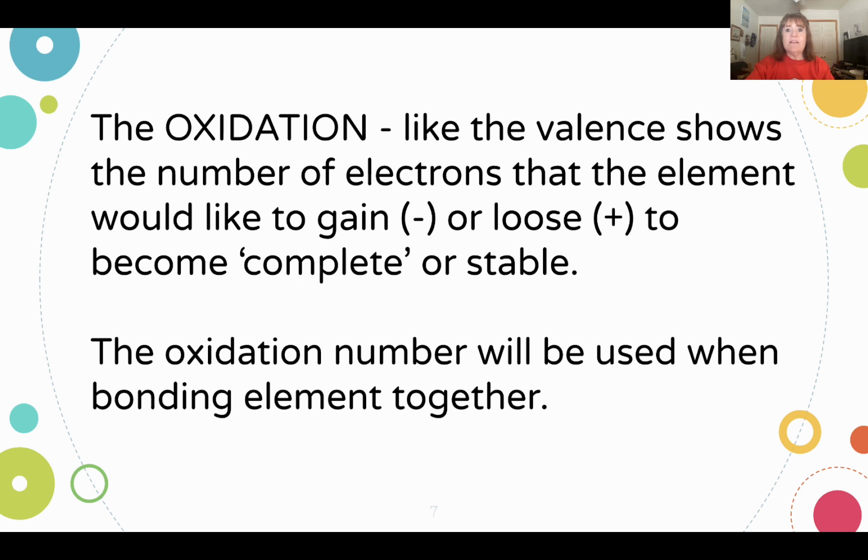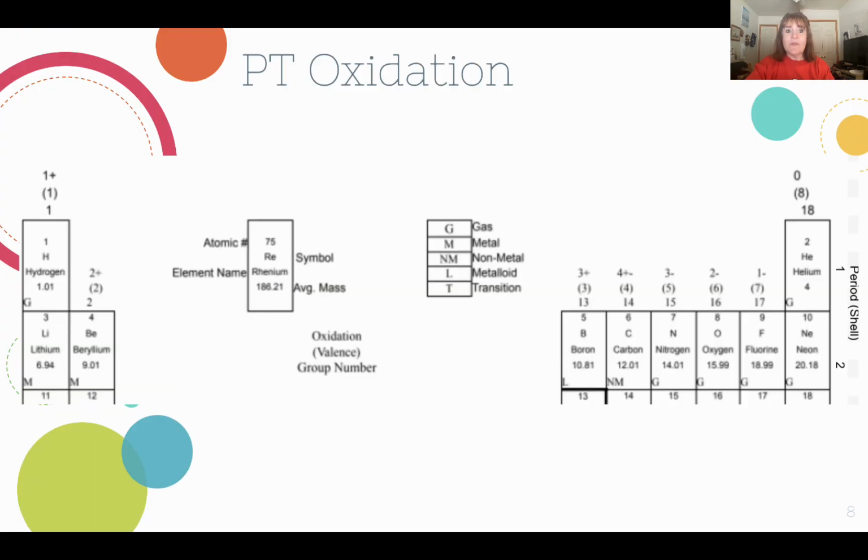The oxidation, like the valence, shows the number of electrons that an element would like to gain, being negative, or lose, being positive, to become complete or stable. The oxidation number will be used when bonding elements together, which is what we'll do in Unit 3. So at the top of your periodic table, it should be listed as 1 circled, and 1 positive. So be sure you have all three, the group, the valence, and the oxidation, on your periodic table.